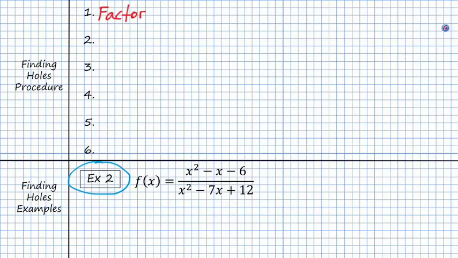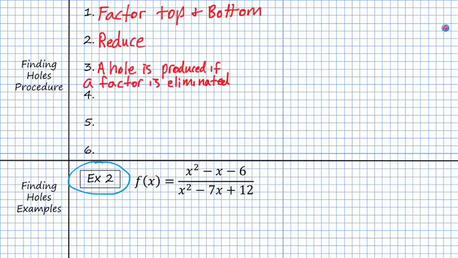I'm going to say top and bottom for numerator and denominator because they're a little bit shorter to spell. So we're going to want to factor those, then reduce. So reduce any terms that you can. So a hole is formed when a factor is eliminated from the denominator. So that's going to be our step 3.